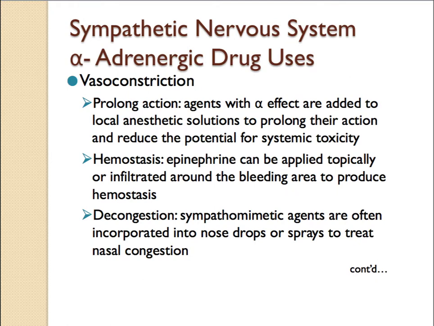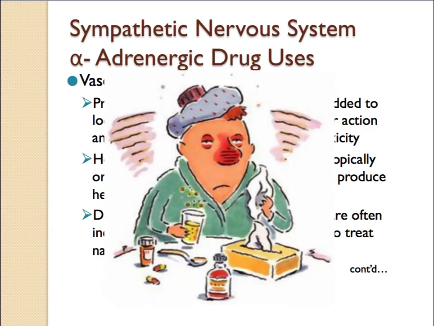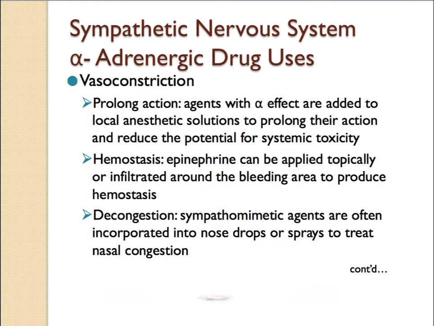So sometimes agents with an alpha effect can be added to a local anesthetic to prolong the action of the anesthetic, and that might reduce the potential for systemic toxicity. Epinephrine can be applied topically around a bleeding area to stop bleeding, and other sympathomimetic agents are often made into nose drops or sprays to treat nasal congestion. And so these can provide symptomatic relief by constricting the vessels and reducing the swelling of the mucous membrane in the nose.